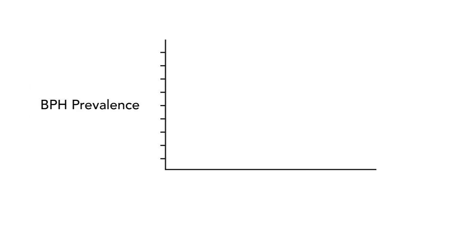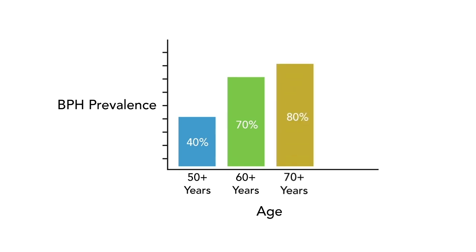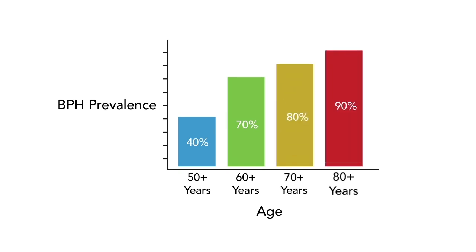So BPH affects almost all men at some point in their lives. It occurs more frequently as we get older, and you can see here that by the age of 80, 90% of men are affected.